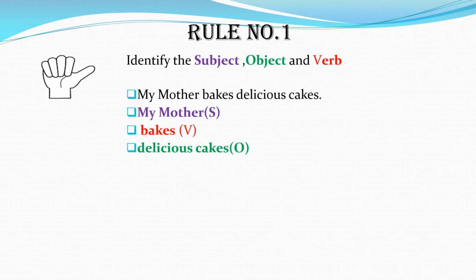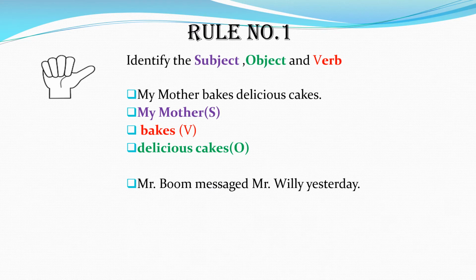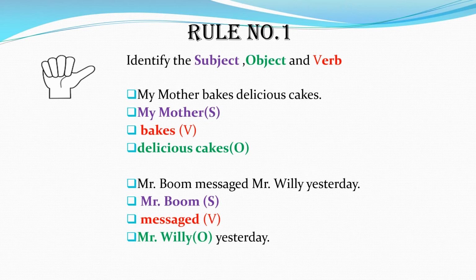Now even the color codes will help you. So remember the color codes for subject, verb and object. Let's look at another example. Mr. Boom messaged Mr. Willie yesterday. So the subject is Mr. Boom. The verb is messaged and the object is Mr. Willie. Now we move on to rule 2. I hope rule 1 is very clear to all of you.